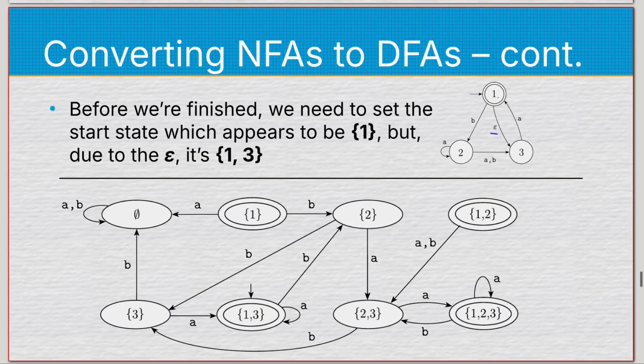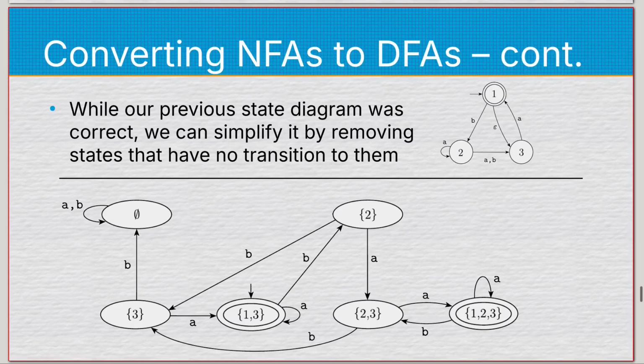So I could start at 1 with an empty string, or I could start at 1, use an empty string, which is basically a free transition over here to 3, and I have not changed the actual state of my string whatsoever. So 1, 3 is going to be the actual start state here.